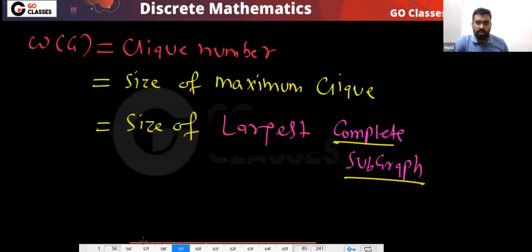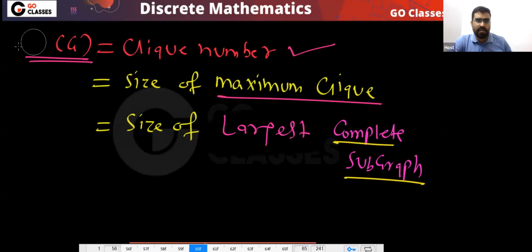Okay, so this is your clique number. Clique number means the size of the maximum clique, or the size of the largest complete subgraph. This will be your clique number. Next, what is the concept? That is alpha. What is alpha?